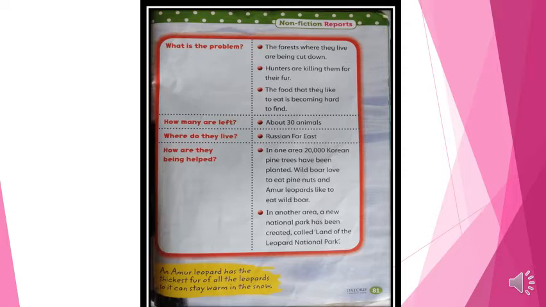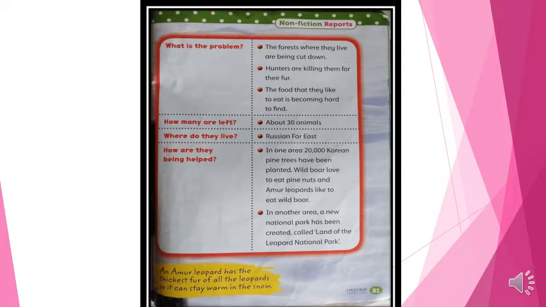Now come to this one. How many armor leopards are left? You will be surprised to find out that only about 30 animals are left. Where do they live? They live in the Russian Far East.